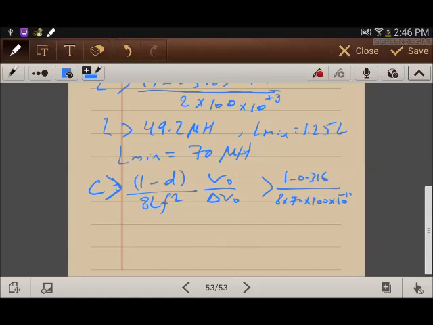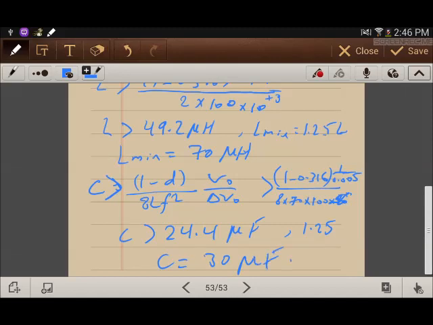So it's 70 micro multiplied by 100 mega, so they will cancel each other. So this multiplied by 1 over 0.005, I will get C greater than 24.4 microfarad. So C, after multiplying by the 1.5 safety factor, I will get 30 microfarad. So we designed C and L that will make this converter operate under CCM.